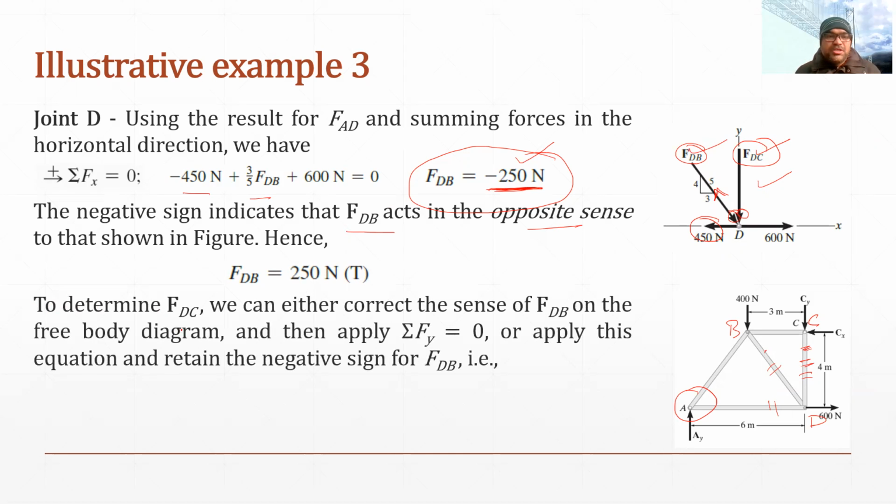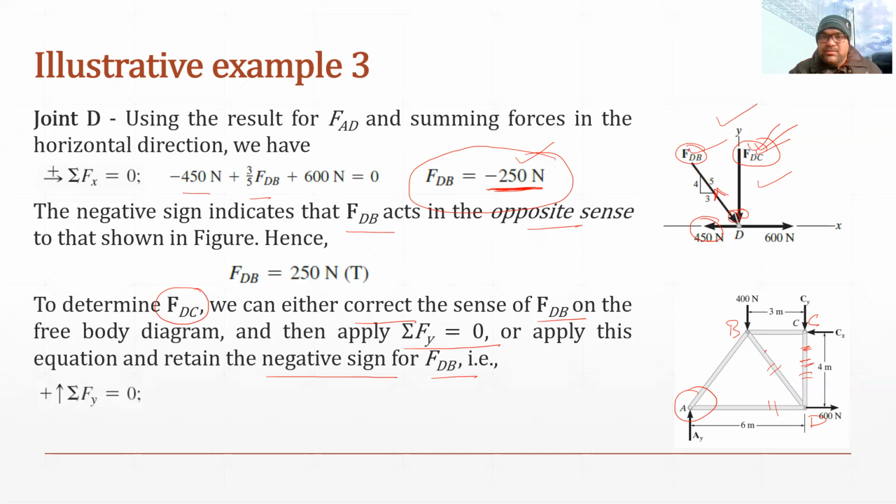See here, to determine the value of FDC, we can either correct the sense of FDB on the free body diagram and then apply summation of Fy, or apply this equation retaining the negative sign for FDB. So we are doing this just to calculate the value of FDC. Either we correct the diagram and change the sense, which is the correct one, or we follow the same diagram, but to calculate the value of FDC, we put the value of FDB as negative. Then we will be able to find the value of FDC. So this is what I have written here.